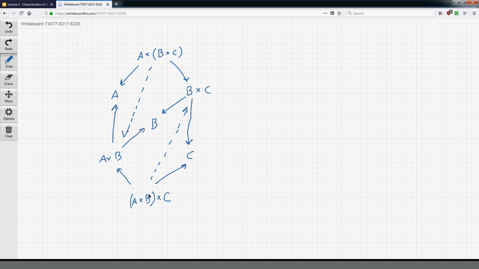So now this object has a morphism to A through the composition of these two projections, and a morphism to B times C. So that means that there's a morphism going all the way up here. And similarly, this one has a morphism to A times B, this one that we constructed, and one to C, sorry, that's the composition of these. So this is another morphism going this way.